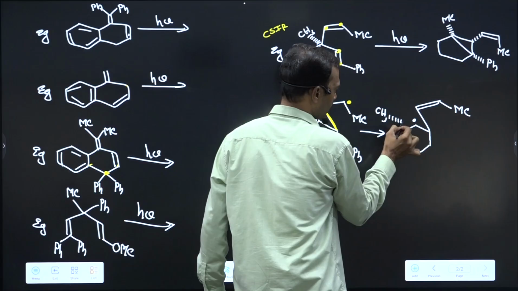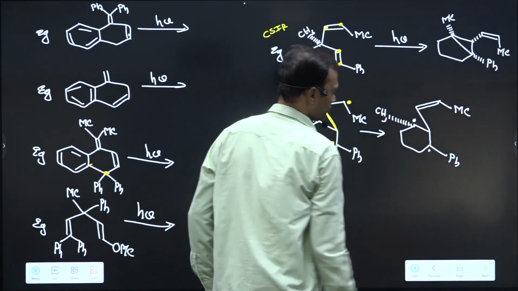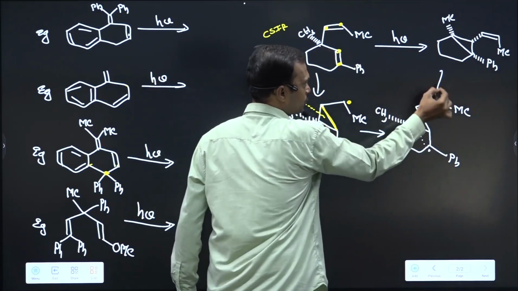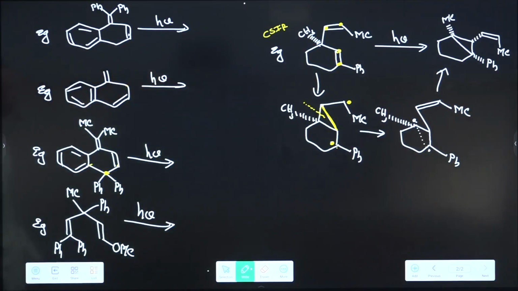This is CH3 dotted line. And here one phenyl, this one. So these two radicals will join together. If these two join together, you will get this one. That is a CSIR question.